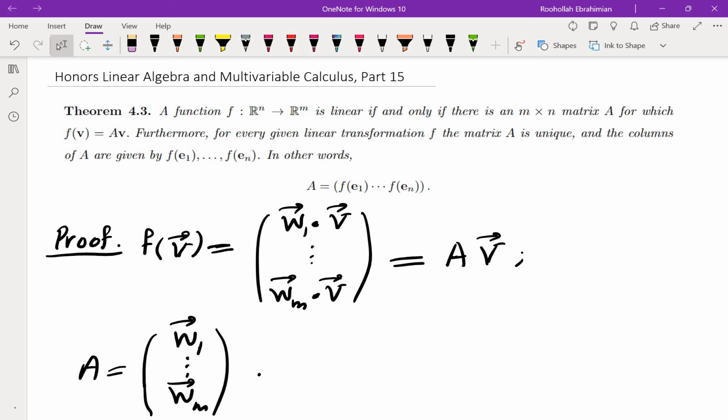For the next direction, we have to show that if f of v is equal to A times v, then f would be linear. That was also shown in a previous video. So we showed that every linear transformation is of this form, which means linear transformations are matrix multiplication. So the first part of this theorem was proved previously. Let's look at the second part. Furthermore, for every given linear transformation f, the matrix A is unique.